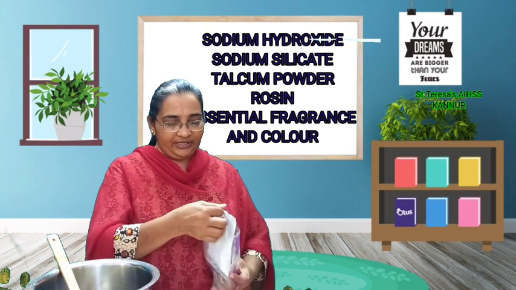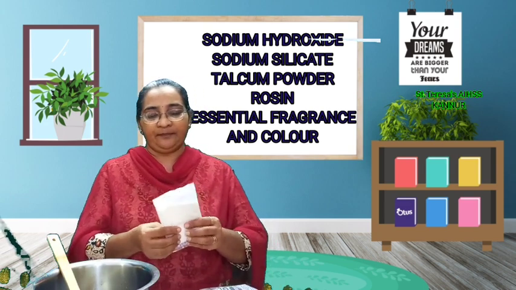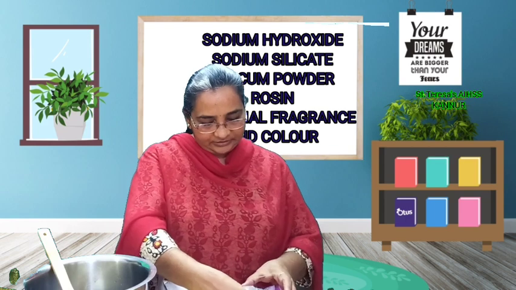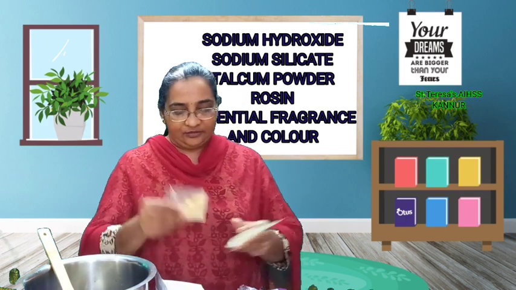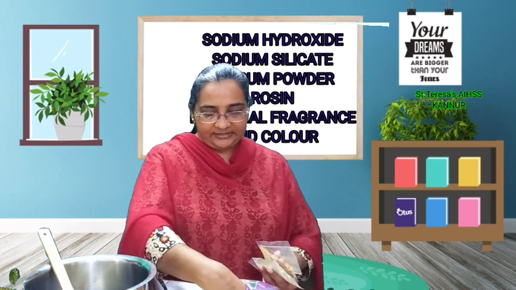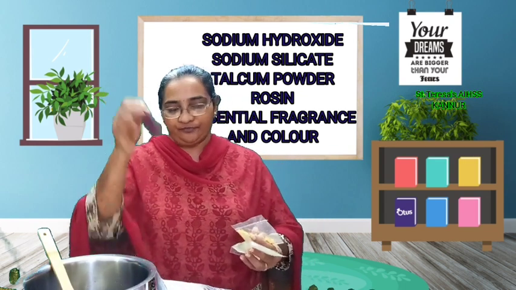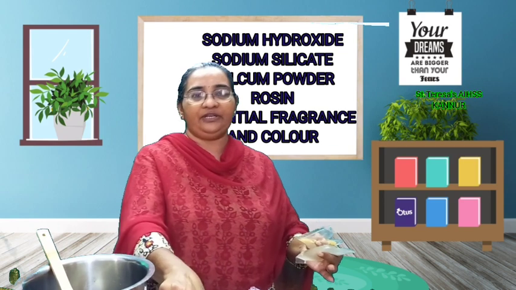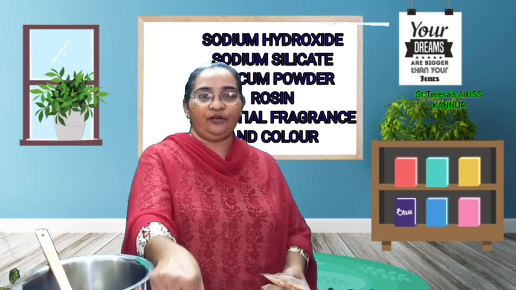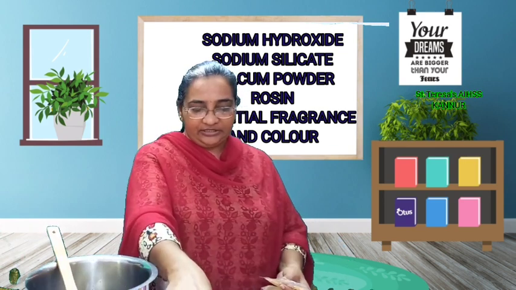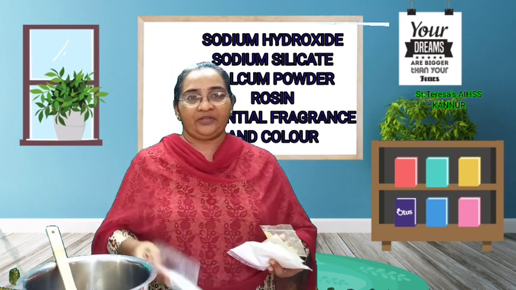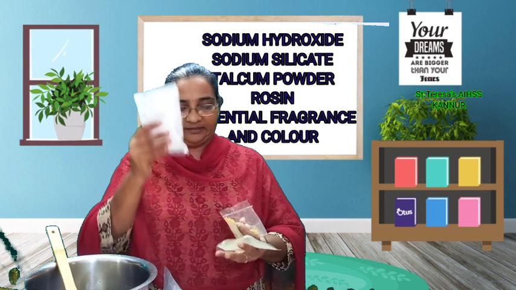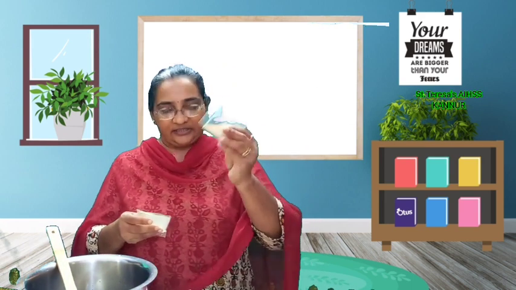Then after that we have talcum powder, sodium silicate, then rosin powder and a little perfume and color which we have to give. Then we need 1 kg of coconut oil. So these are the things which are needed. What are the things which are needed? Caustic soda, talcum powder, then sodium silicate and rosin.